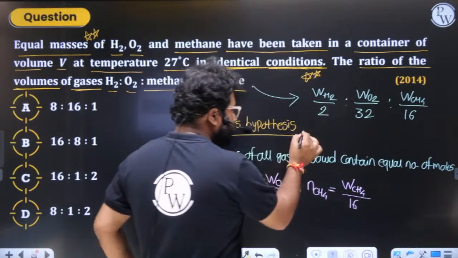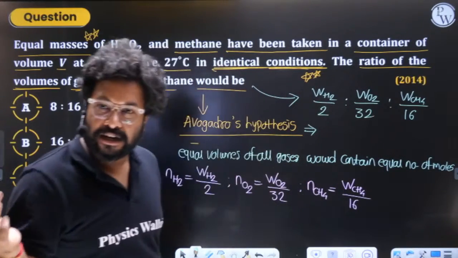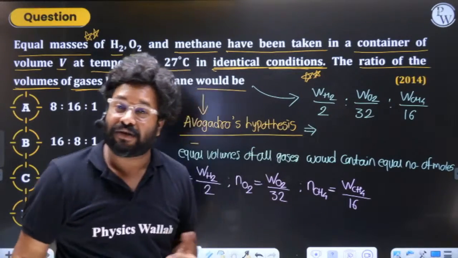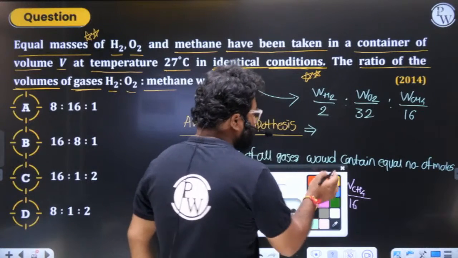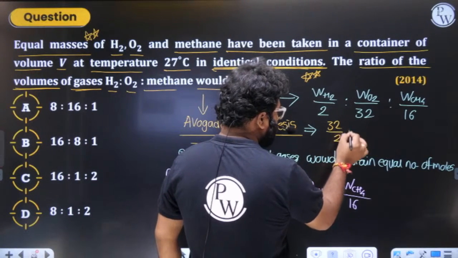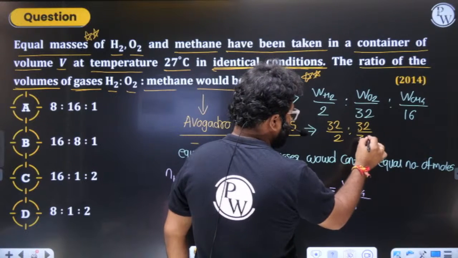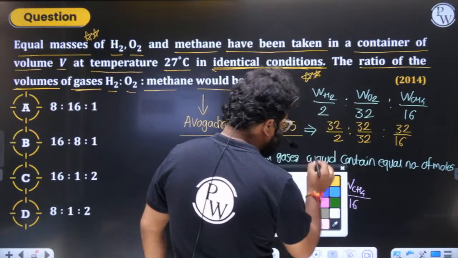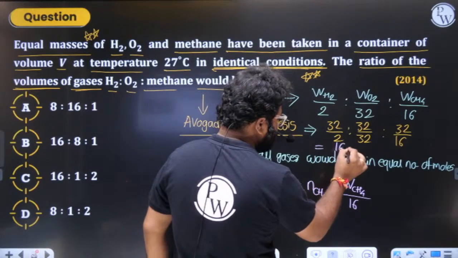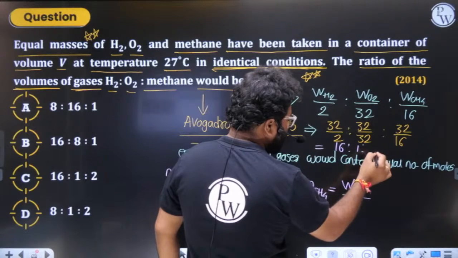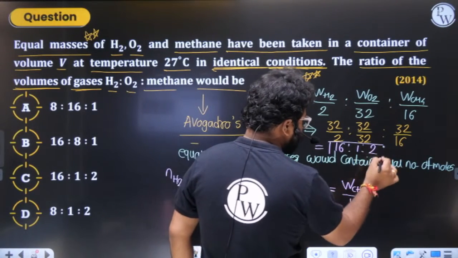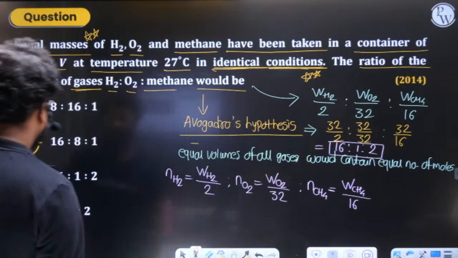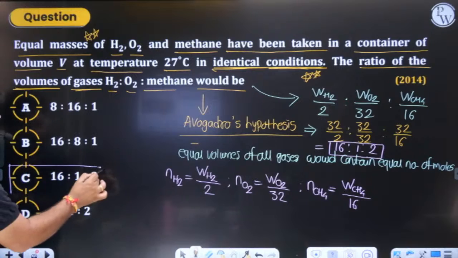Now you know how maths works, right? We are going to multiply each one of them by the largest number here. What is the largest number? 32, right? So you are going to take 32 by 2, here 32 by 32, and here 32 by 16. And this comes out to be 32 by 2 is 16, 32 by 32 is 1, 32 by 16 is 2. So the ratio comes out to be 16 as to 1 as to 2. And therefore, the correct answer is 16 as to 1 as to 2.